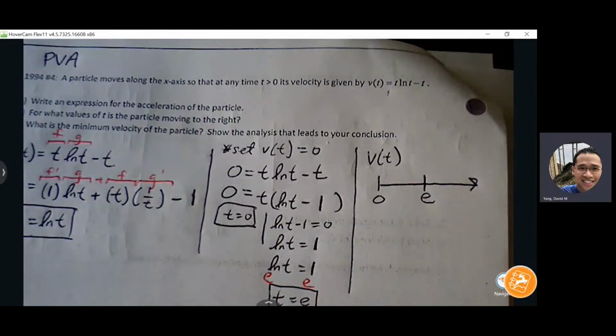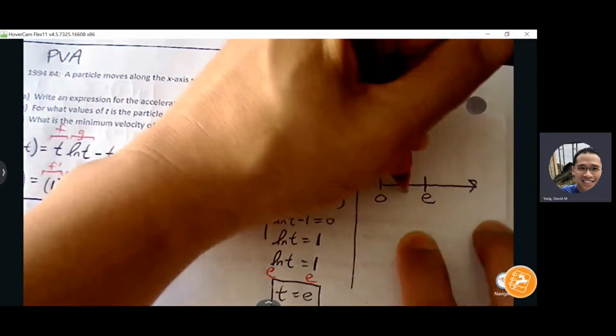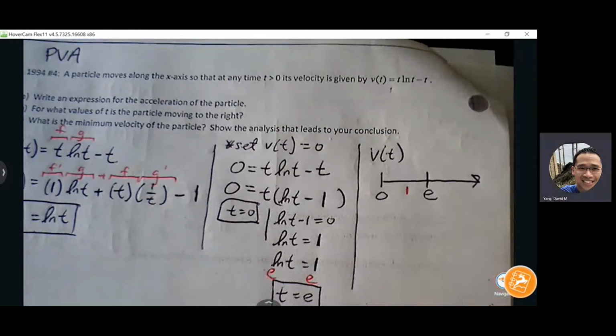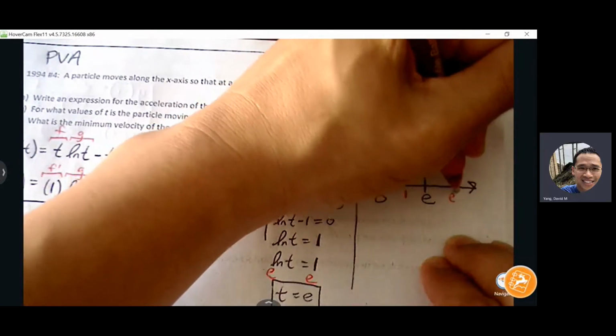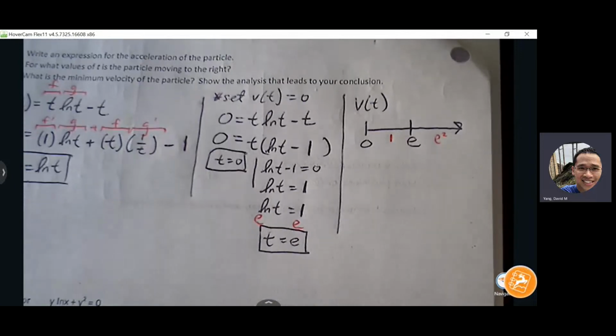All right, we want to test each interval with values. An easy value we can choose between 0 and e is 1. And then to the right of e, I can choose 3, that's fine. Also, e squared is fine. I like e squared better, but I'll work through it both ways to show you that you can still arrive at the same conclusion.